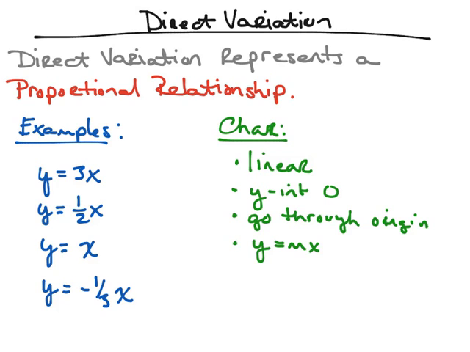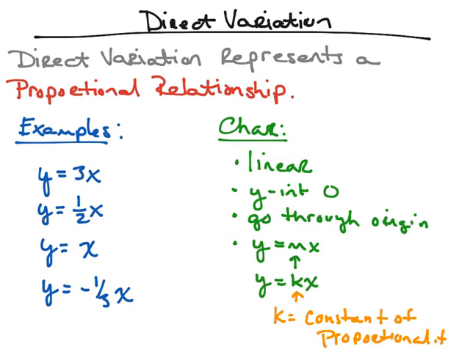Now, because we're talking about direct variation, rather than using the letter m for slope, we replace that letter m with the letter k. So the equation that we're going to be using when we talk about direct variation is y equals kx. Now that k that you see right here is going to represent what we call the constant of proportionality. And we can find that k, that constant of proportionality, by taking our y value and dividing it by our x value.